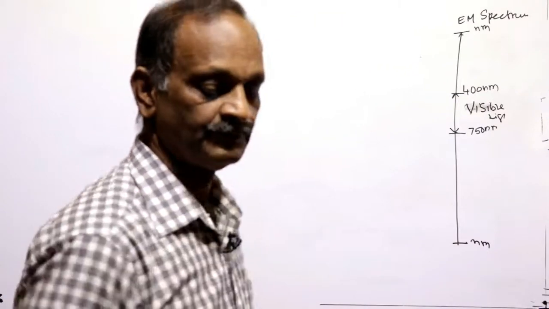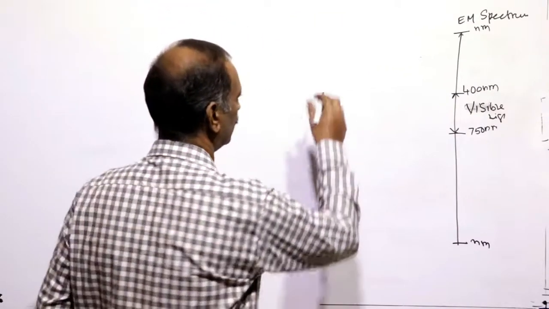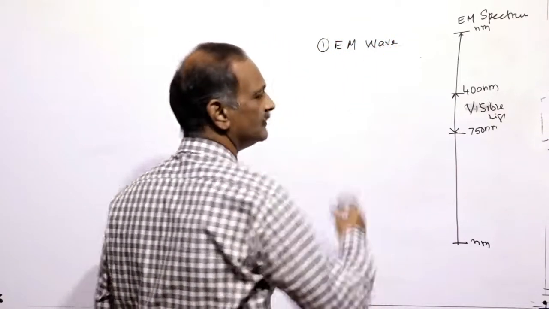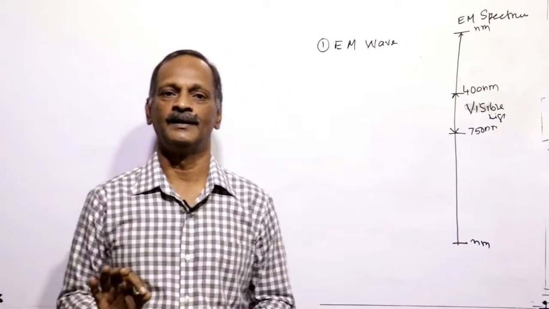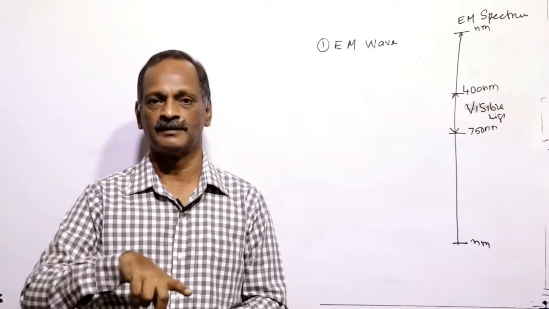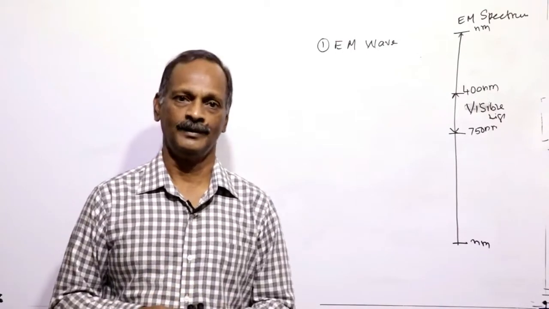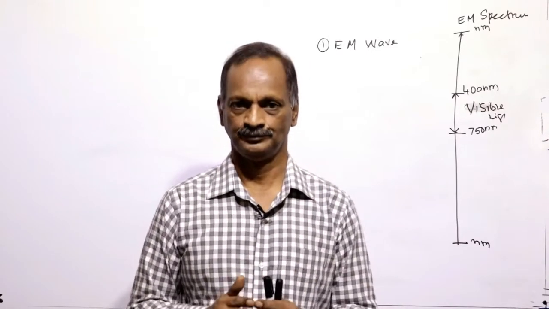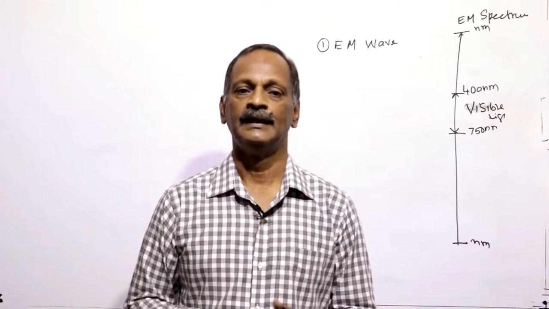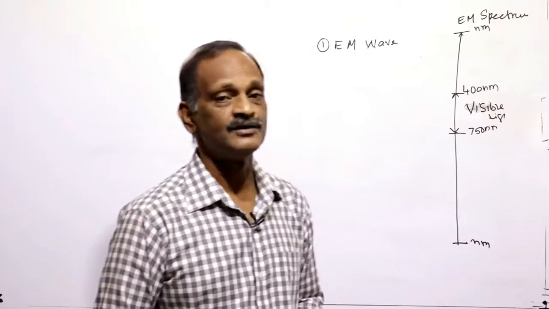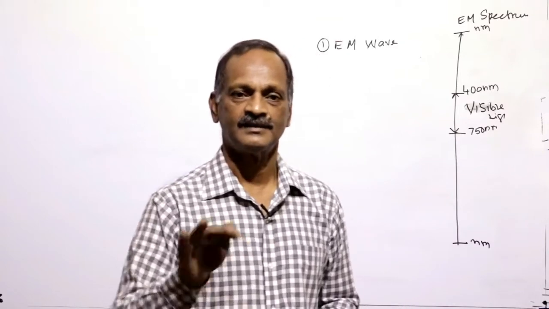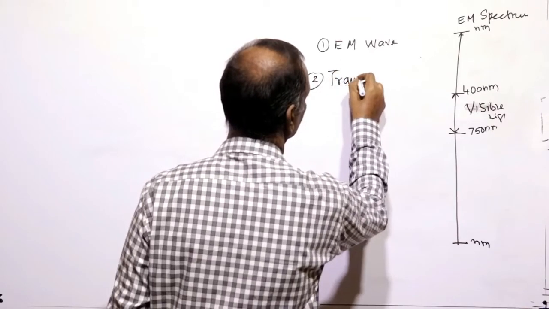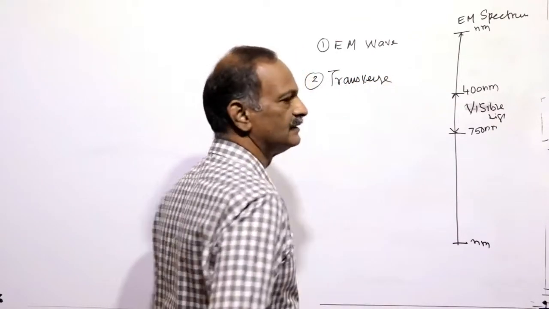What are the properties of light? The first property is that it is an electromagnetic wave. As I already told you, it is a part of the electromagnetic spectrum, having a wavelength range from 400 nanometer to 750 nanometer, and it is transverse in nature.